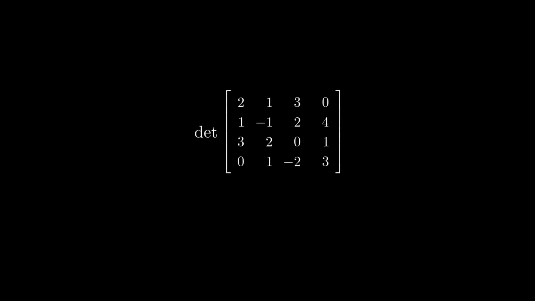The big formula for a 4x4 determinant has 4 factorial, that's 24 terms, and each term is a product of 4 numbers with a plus or minus sign. A 5x5 determinant, that's 5 factorial or 120 terms. There has to be a better way, and there is.